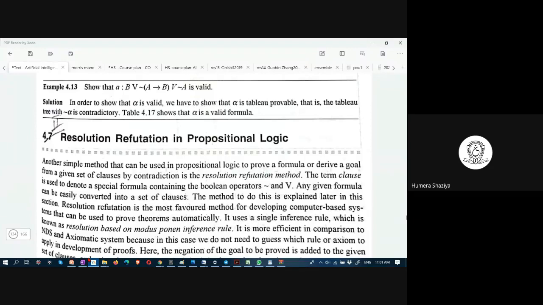Four methods of propositional logic we are learning. First one, NDS, natural deduction system. Second one, axiomatic system. Third one, semantic tableau. Now, the last one is resolution refutation.